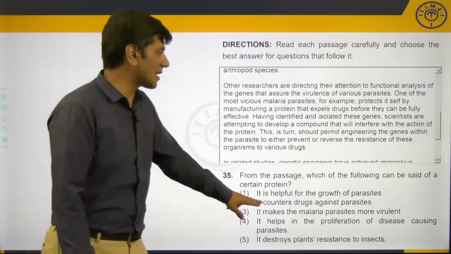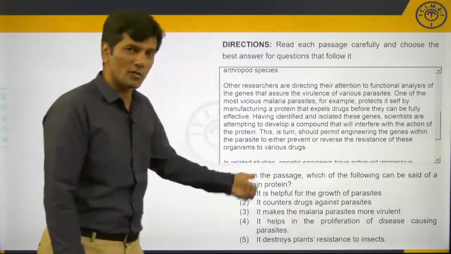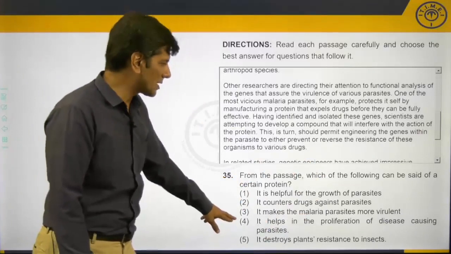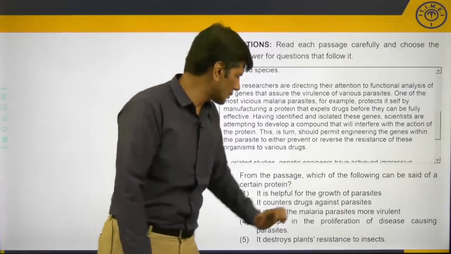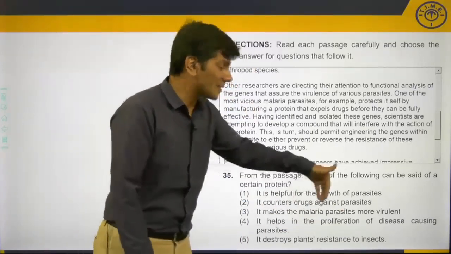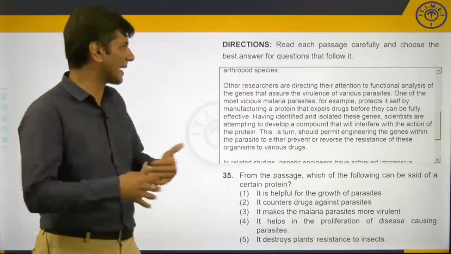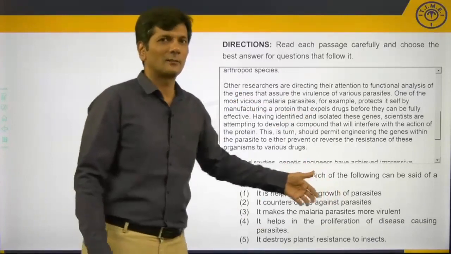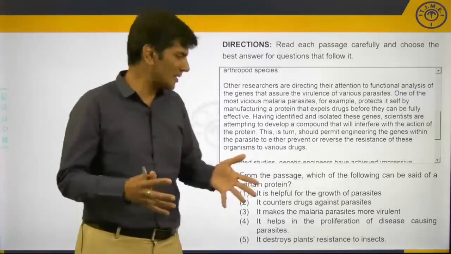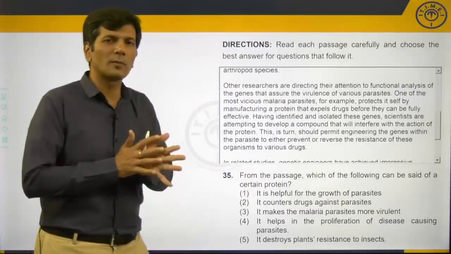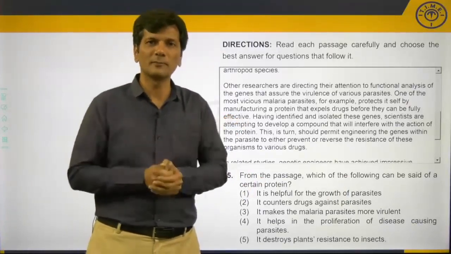It counters drugs against parasites is correct. It makes the malaria parasites more virulent again is wrong. It helps in the proliferation of disease-causing parasites is not stated nor can be inferred. It destroys plants' resistance to insects also is incorrect because we are only talking about developing a resistance not to insects, but against chemicals. So, the best pick for this would be it counters drugs against parasites. Your second choice would be the answer to this question. So, that brings us to the end of this session. All the best.